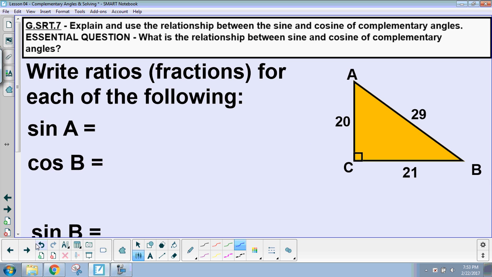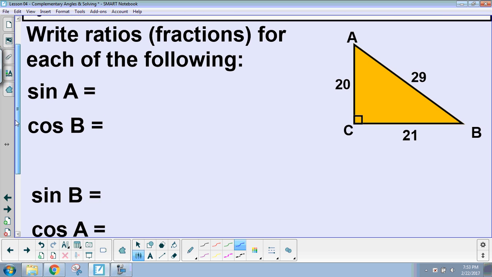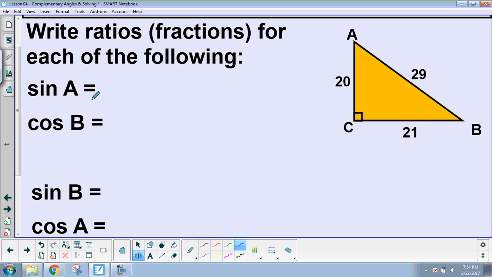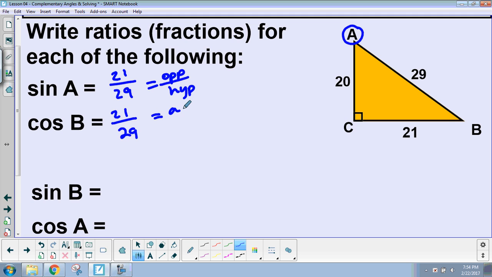So, write the ratio fractions for each of the following. Sine A would be right here, opposite, which is 21, over hypotenuse, which is 29, and cosine B would be adjacent, over hypotenuse, which is 29. Remember, sine is opposite over hypotenuse, and cosine is adjacent over hypotenuse.